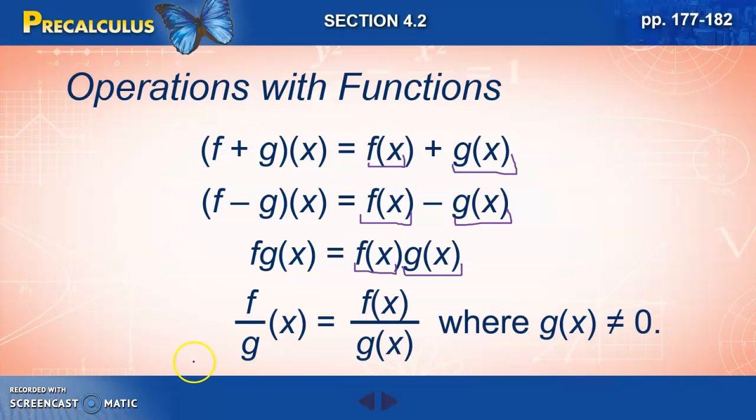Our fourth operation, division, looks like this. F divided by g of x. It's the same thing as f of x divided by g of x, as long as g of x is not equal to 0. If g of x is equal to 0, then it's undefined. And we don't have undefined points in functions.